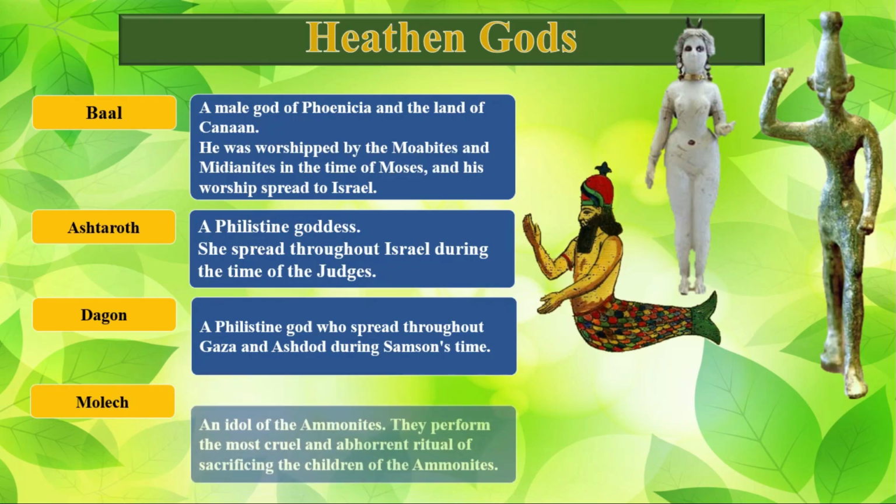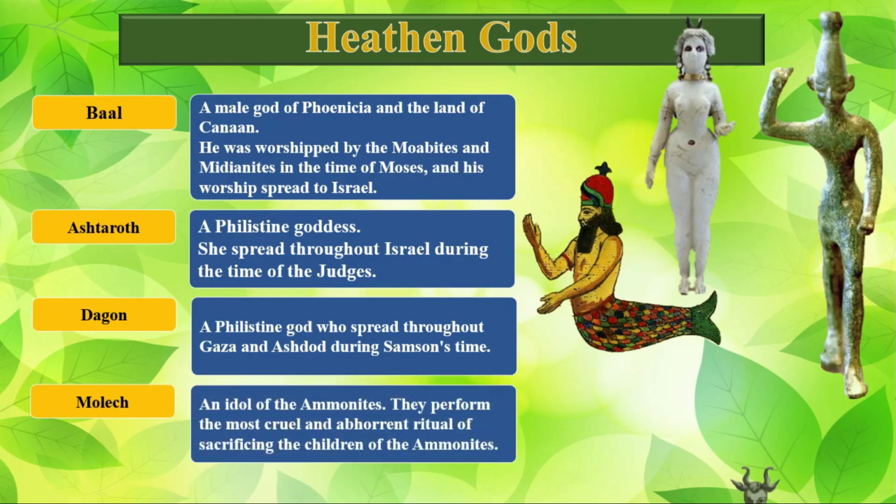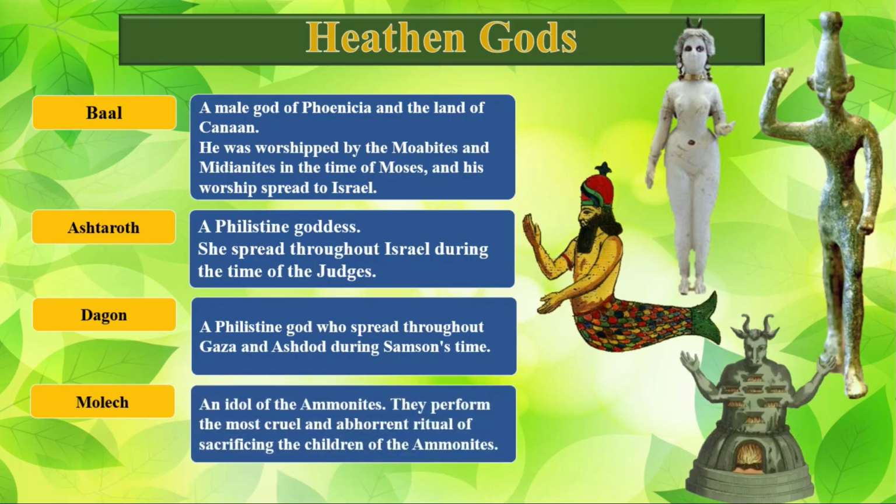Molech was an idol of the Ammonites. They performed the most cruel and abhorrent ritual of sacrificing children. Israel was repeatedly helped by the true, living God, yet was tempted by these heathen gods. Now let's return to the book of Judges.